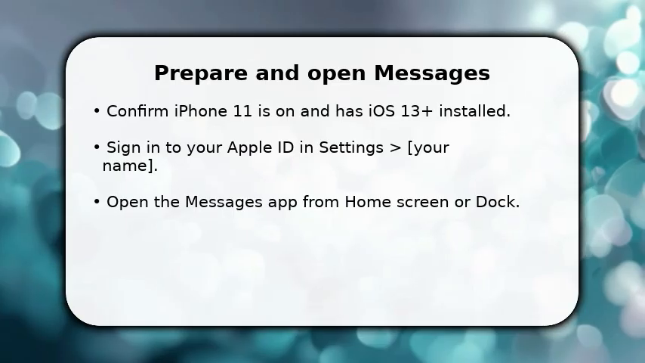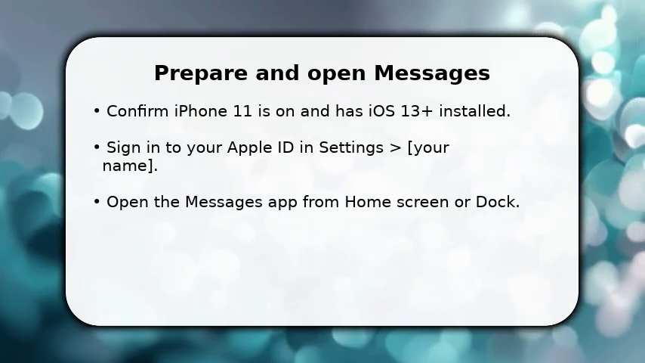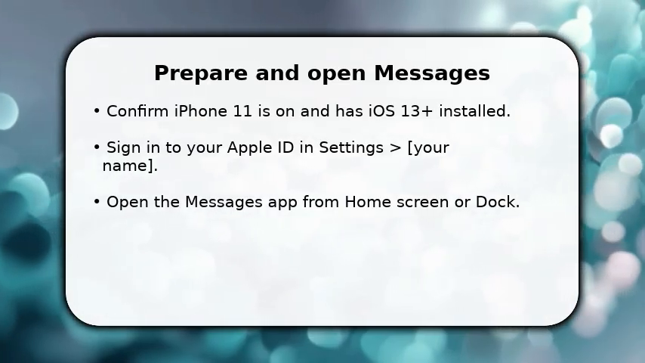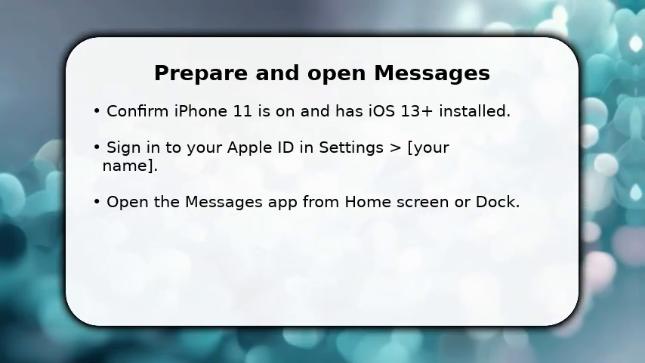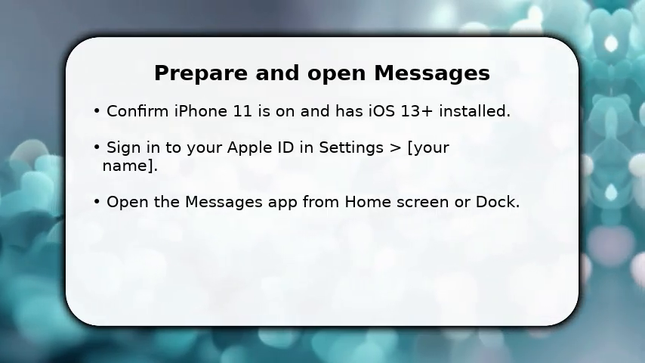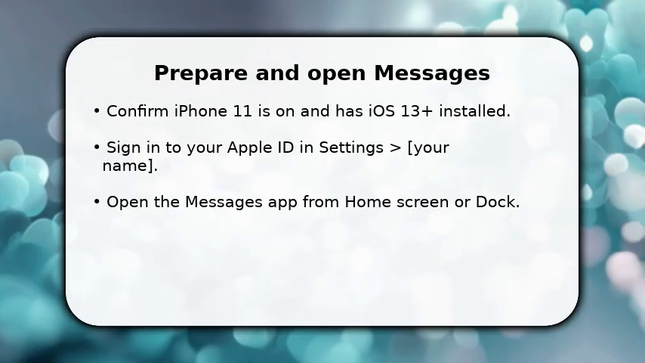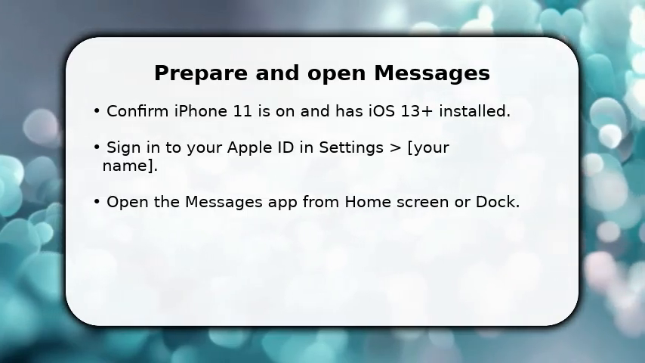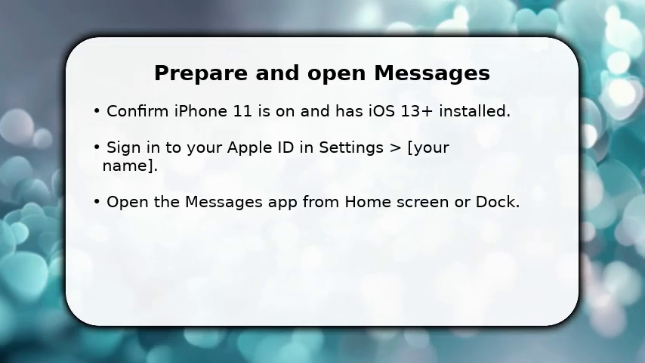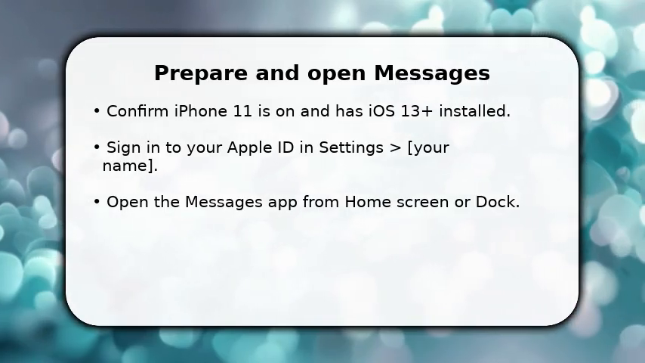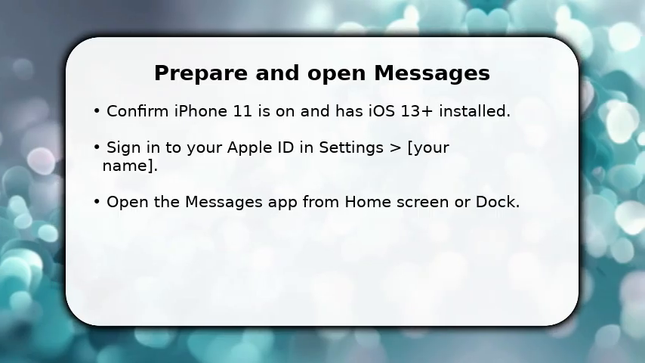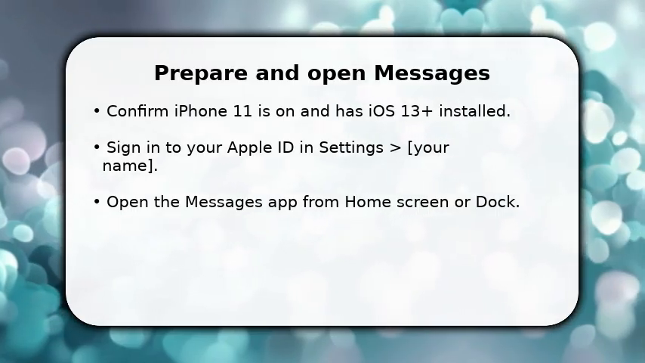You'll start by ensuring core prerequisites are ready. Your iPhone 11 is powered, connected to Wi-Fi or cellular, and you're signed into your Apple ID. Once done, tap Messages from the home screen to launch the app. This is the hub for iMessage. Make sure iMessage is enabled in Settings Messages so messages use Apple service instead of SMS.